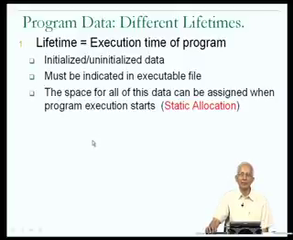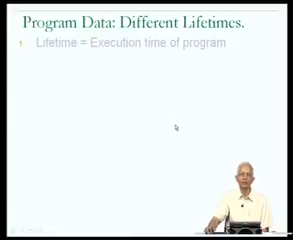And therefore, if I have a piece of data which starts to exist, which comes into existence when the program starts executing and ceases to exist when the program stops executing, then the space for this piece of data must be assigned when the program starts executing. And this kind of allocation of space for data is what is called static allocation, since it happens once when the program starts executing. So that is the first kind of behavior as far as data is concerned in terms of lifetime. Some pieces of data have lifetime, which is the execution time of the program, and space for those pieces of data is statically allocated when the program starts executing.